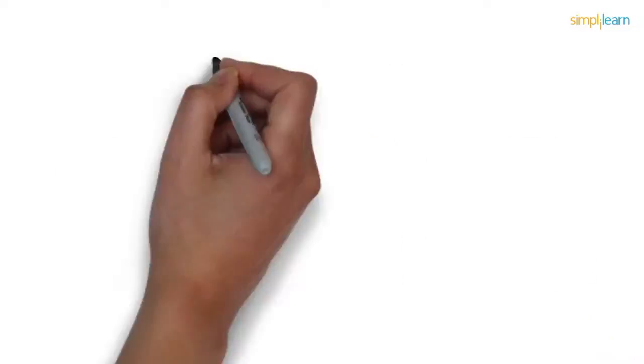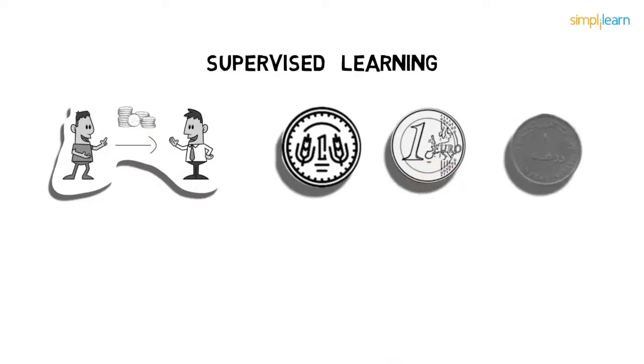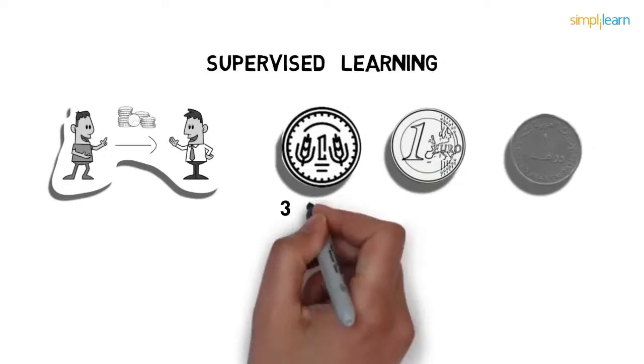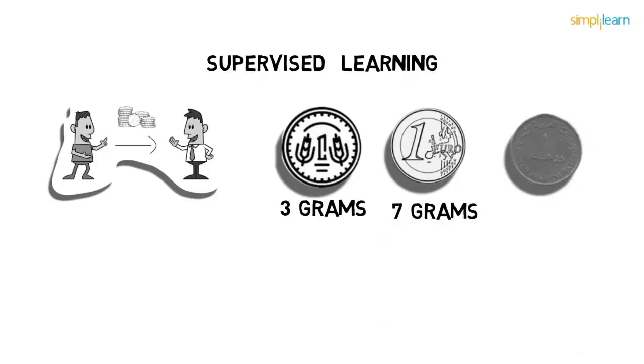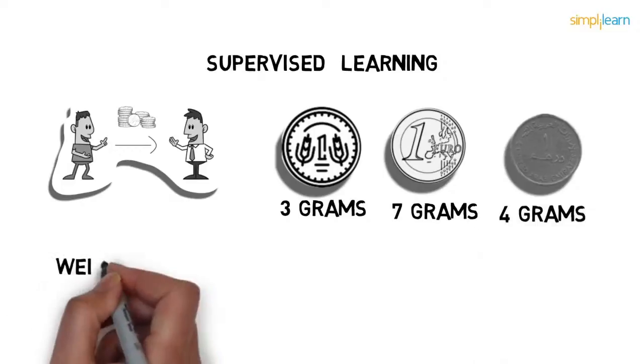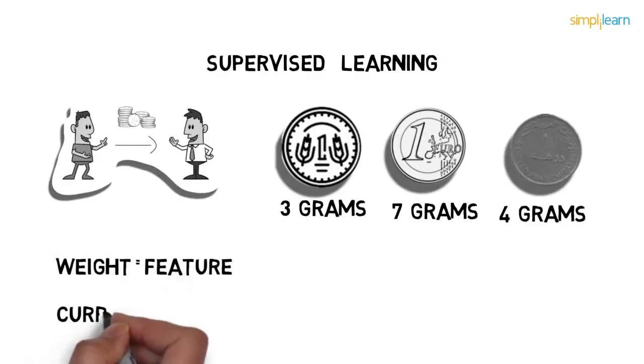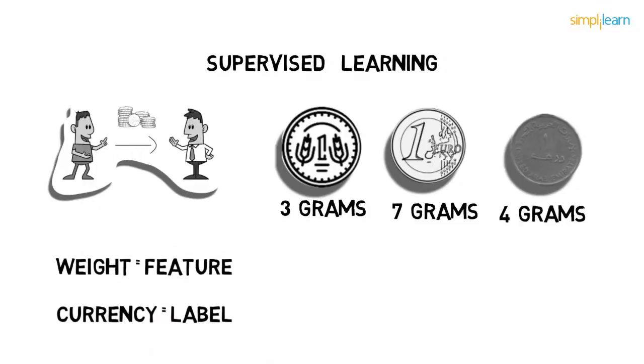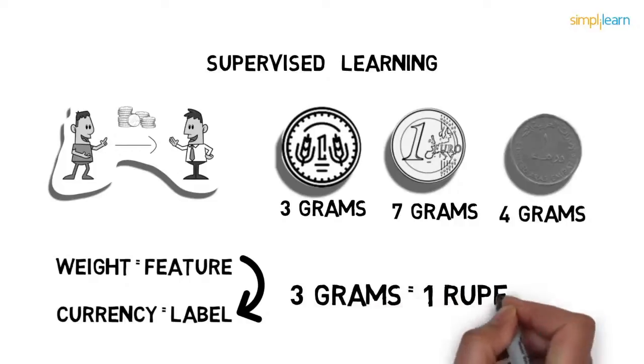Let's first quickly understand supervised learning. Suppose your friend gives you 1 million coins of 3 different currencies, say 1 rupee, 1 euro, and 1 dirham. Each coin has different weights. For example, a coin of 1 rupee weighs 3 grams, 1 euro weighs 7 grams, and 1 dirham weighs 4 grams. Your model will predict the currency of the coin. Here, your weight becomes the feature of coins, while currency becomes their label. When you feed this data to the machine learning model, it learns which feature is associated with which label. For example, it will learn that if a coin is of 3 grams, it will be a 1 rupee coin.